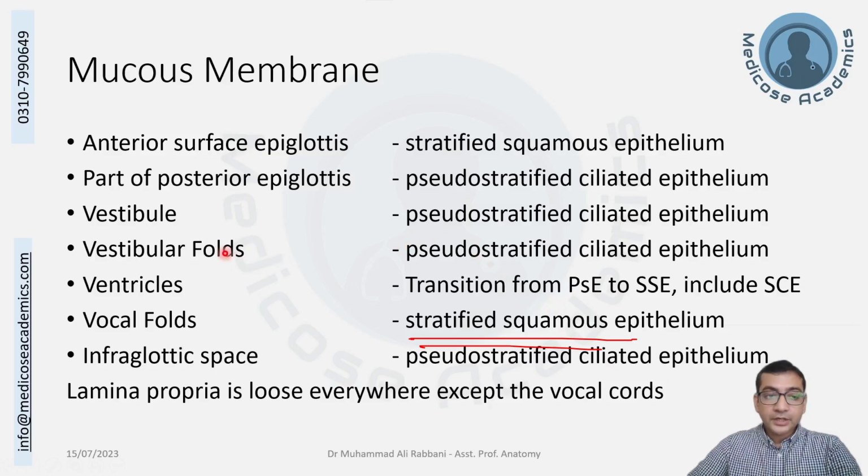And then on the top of it, vestibular folds are pseudostratified and vocal folds are stratified squamous. There is a transition as we go from pseudostratified to stratified squamous. This includes stratified columnar and cuboidal epithelium. And the infraglottic space changes back to the pseudostratified ciliated columnar epithelium, and there is again a little transition phase as we move down.